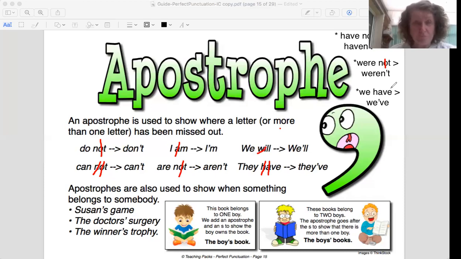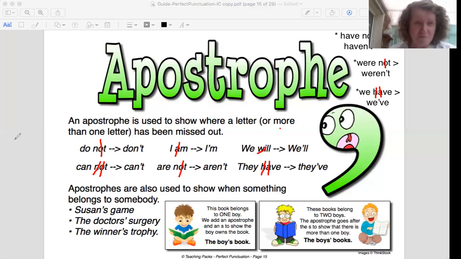And we have becomes we've. And we've got two letters missing on this one. Let's have a look. So we've got these two, W-E, W-E. We haven't got the H and we haven't got the A, but we've got the V and the E. We've.